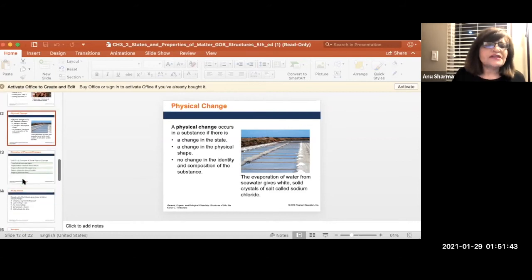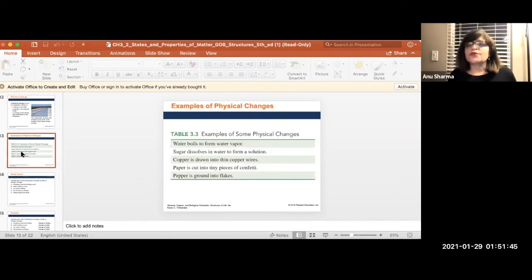Now let's look at some examples to understand physical changes. For example, water boiling to form water vapor. That is just a physical change, because you can capture the water vapor and convert it back into a liquid. Sugar dissolving in water to form a solution is again a very temporary thing.